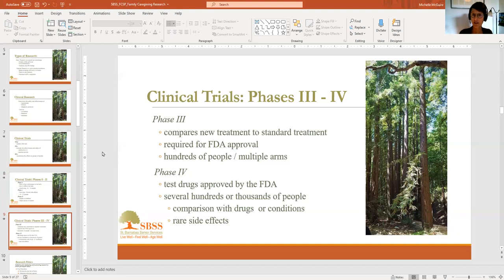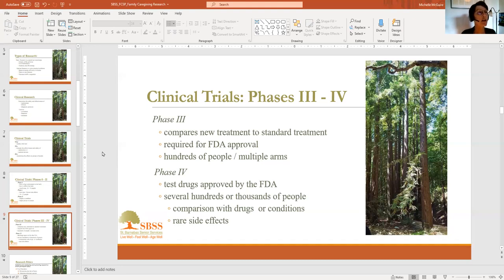They're looking for rare side effects that they didn't pick up in the previous phases. They're looking at long-term comparisons of treatments with other drugs or other conditions. So they're looking more at the big picture in phase 4. And again, that's called a safety study. So that's it for clinical trials.